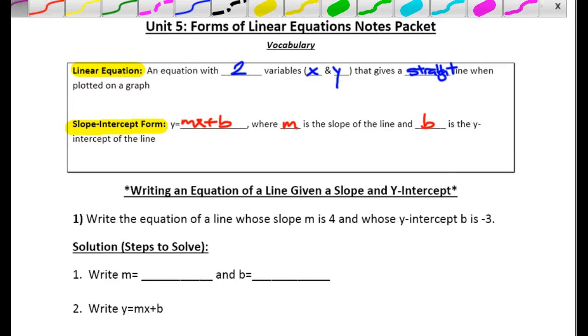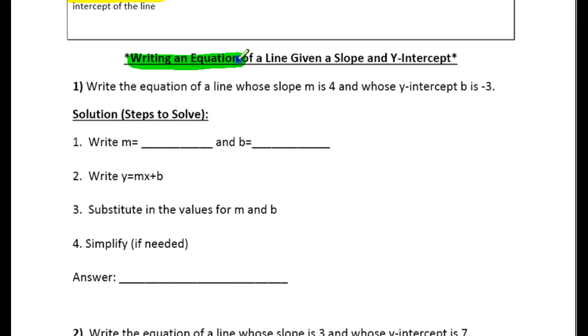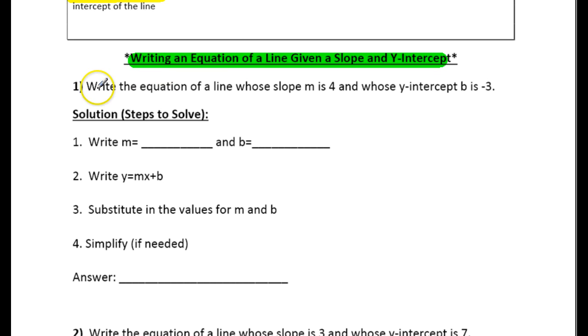All right, so our first type of problem is we're going to be writing an equation of a line if they give you the slope and the y-intercept. Okay? So, for example, number 1 says, write the equation of a line whose slope, or m, is 4 and whose y-intercept, or b, is negative 3. All right, so just remember your goal, whenever they're asking you to write the equation of the line, your goal is to write it in y equals mx plus b form.